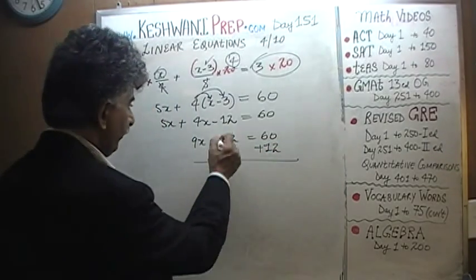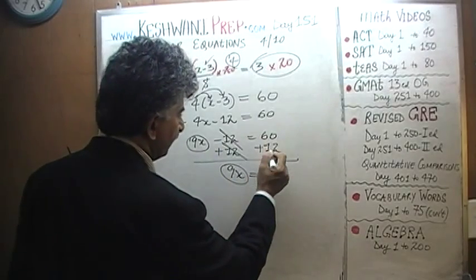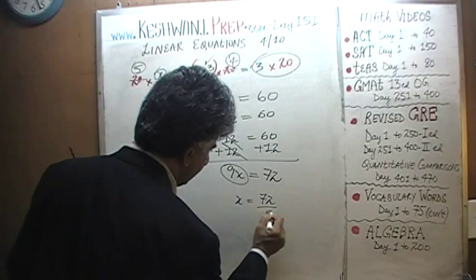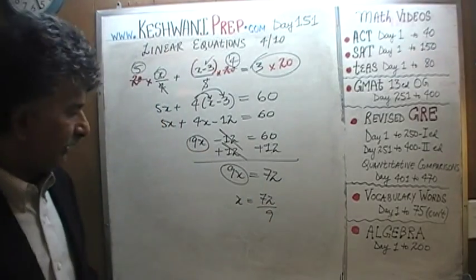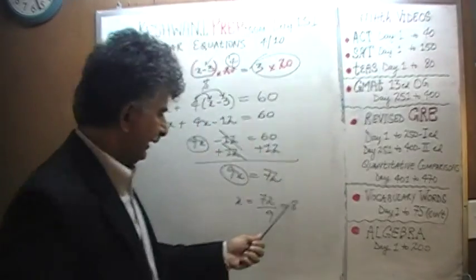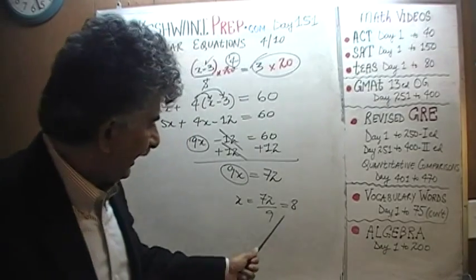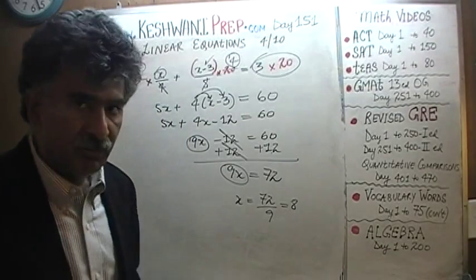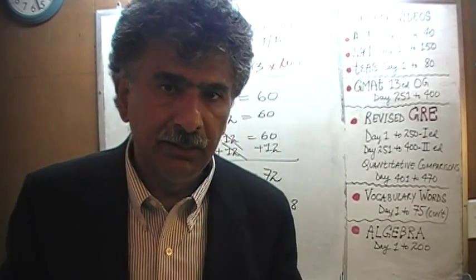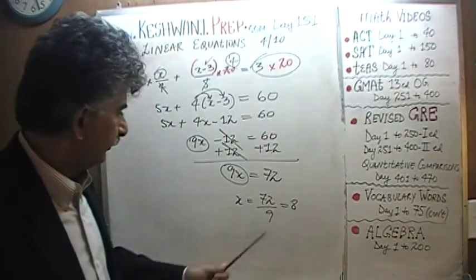Add 12 to both sides of the equation. The 12 drops out, and 9x equals 60 plus 12, which is 72. Therefore, x is equal to 72 divided by 9. I believe 8 nines are 72, which makes sense because 10 nines would have given us 90, and 9 nines are 81, so taking away 9 gives 72.